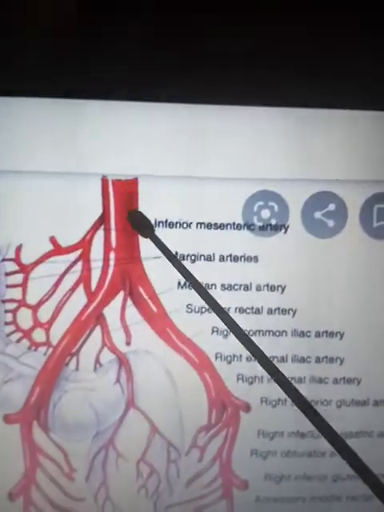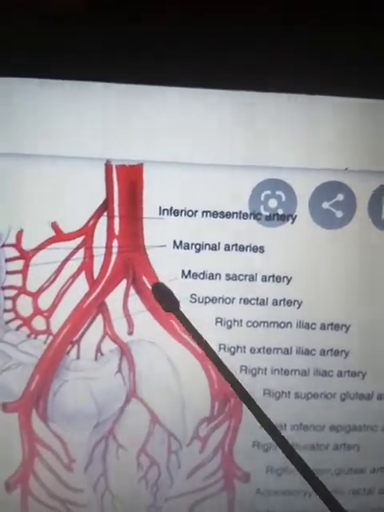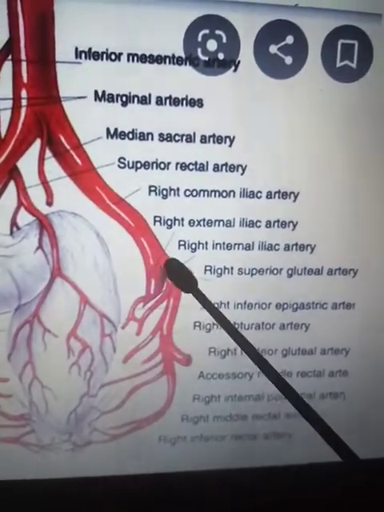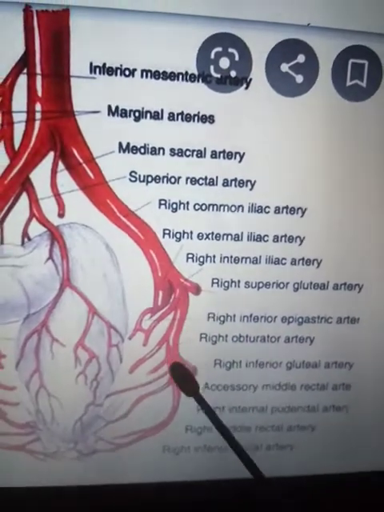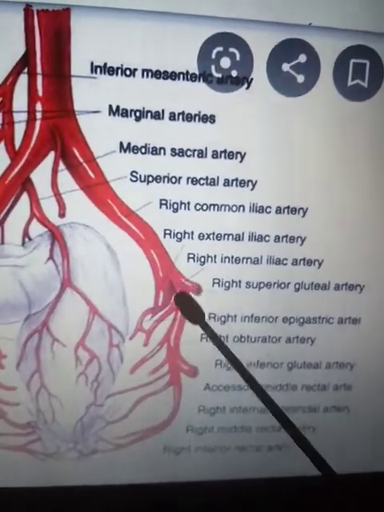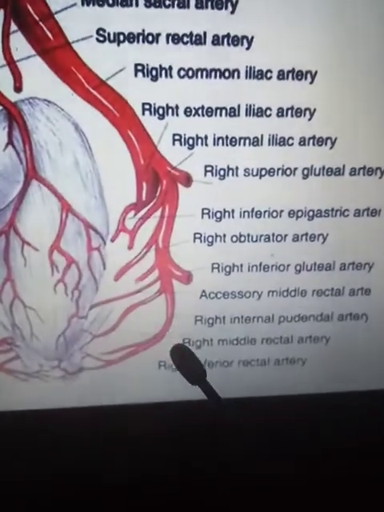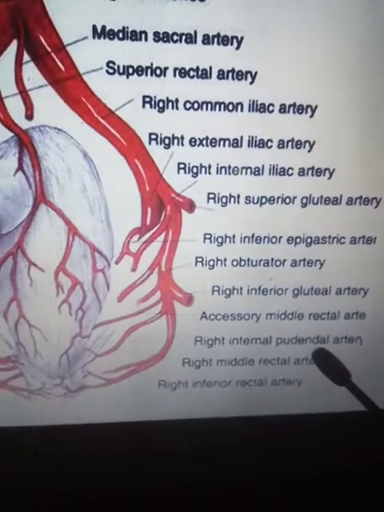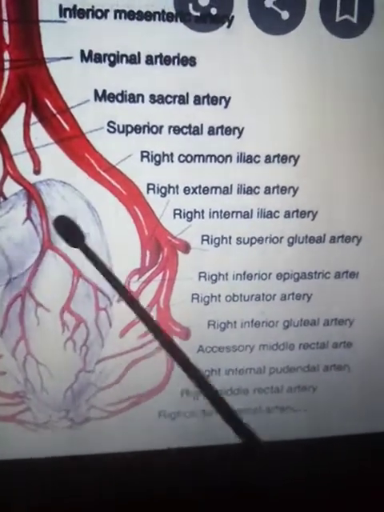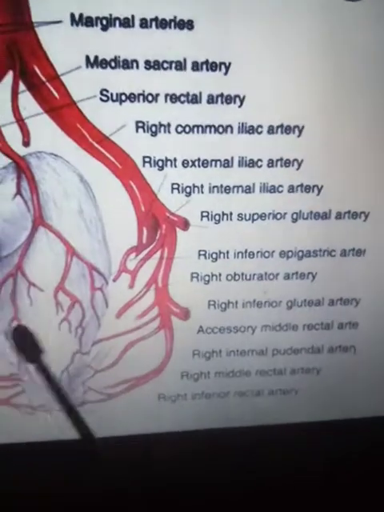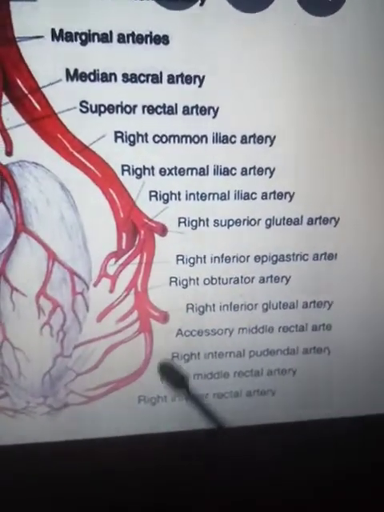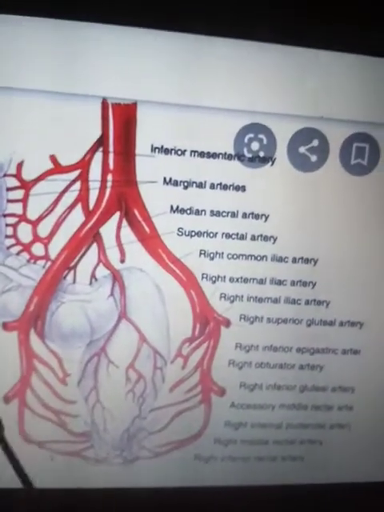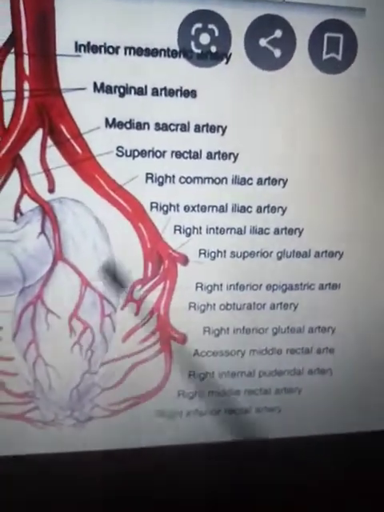Again, this is the aorta, divided into two common iliac arteries, right and left, which give the right external iliac and left external iliac and the internal iliacs. The right internal iliac gives the right middle rectal artery, and it supplies the external musculature of the rectum. How does it reach the rectum? At the side of the rectum there is a ligament called the lateral ligament of the rectum, and through it the artery reaches the rectum.